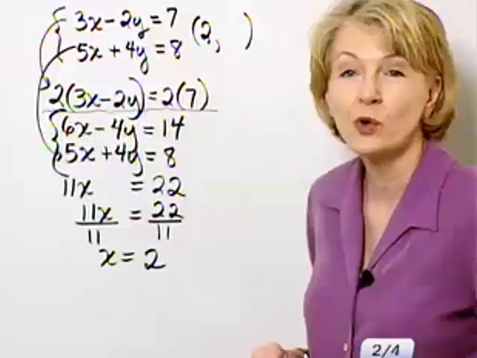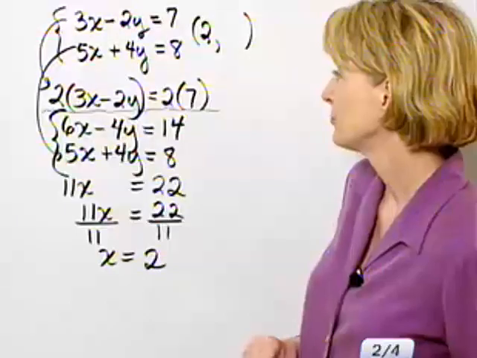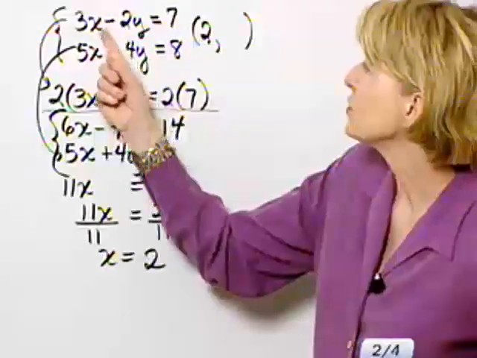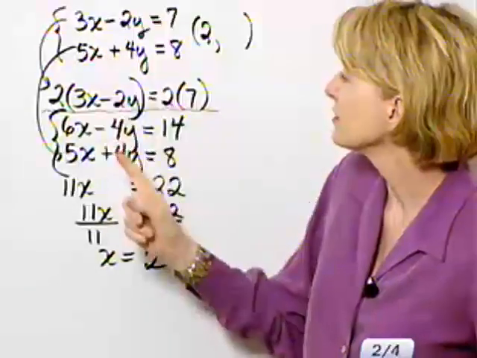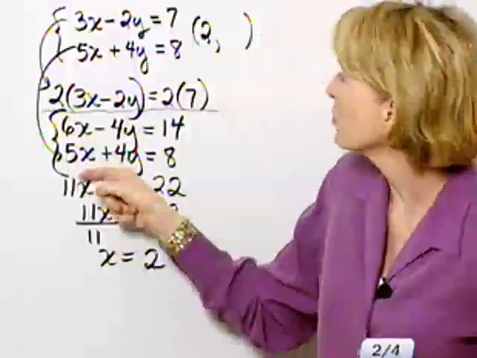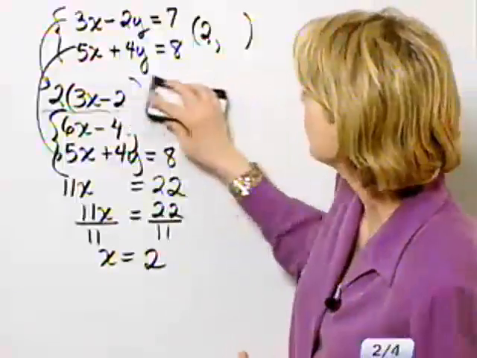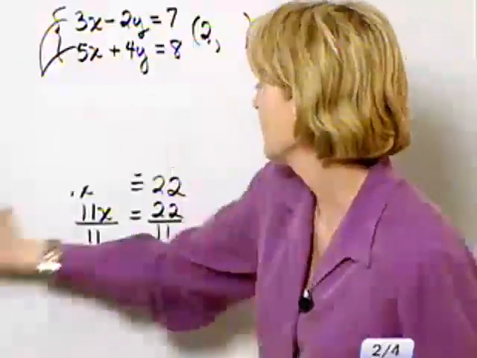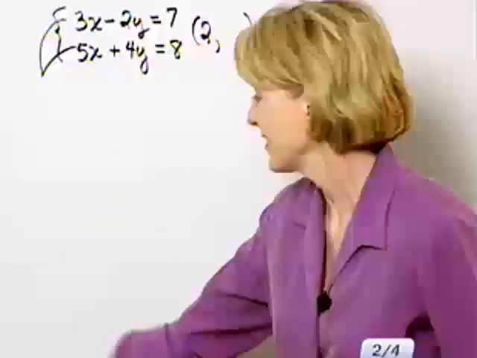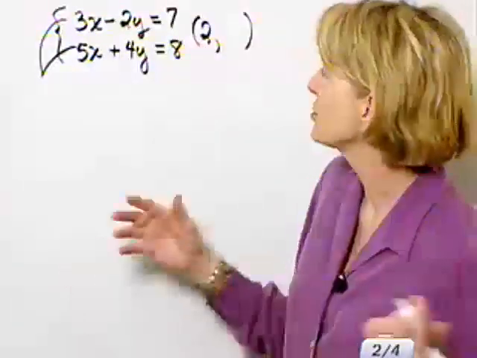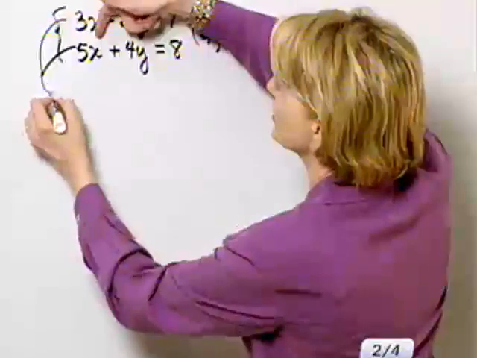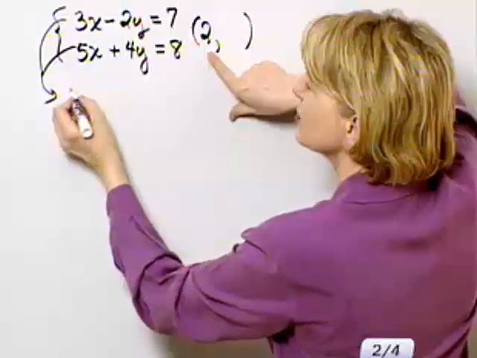Now, how do I find the corresponding y value? Well, you can let x be 2 here, here, here, or here. Well, of course, that's the same as that. Choose any equation in two variables in this system. I'll just choose the second equation. All right, I'm letting x be 2.